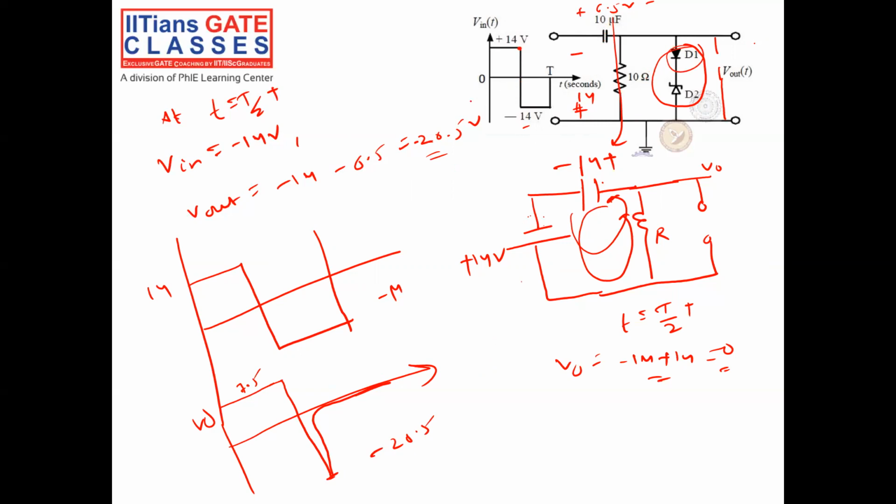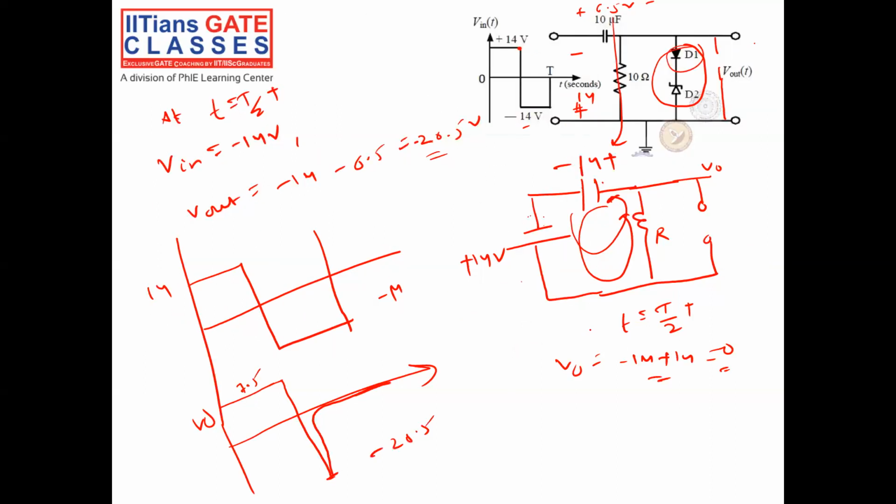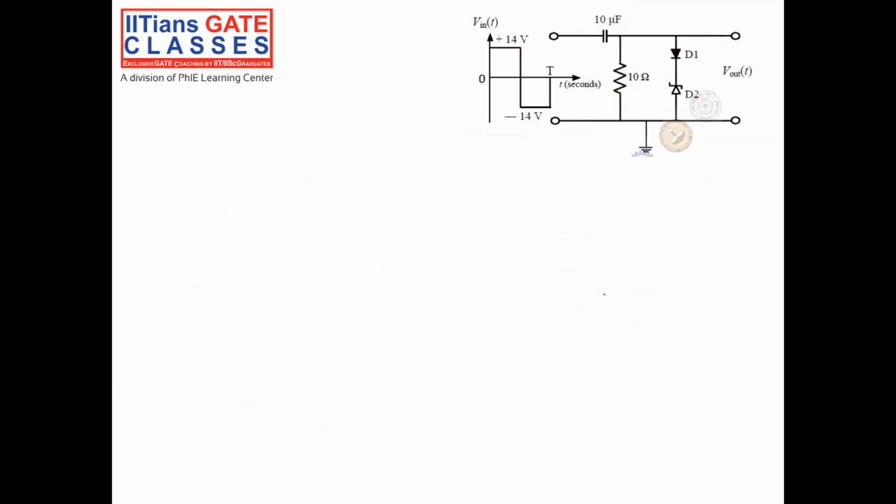Okay, so the answer should be 7.5 and minus 20.5, which is given. Yeah, this is option A. Okay, let's go to the next question.